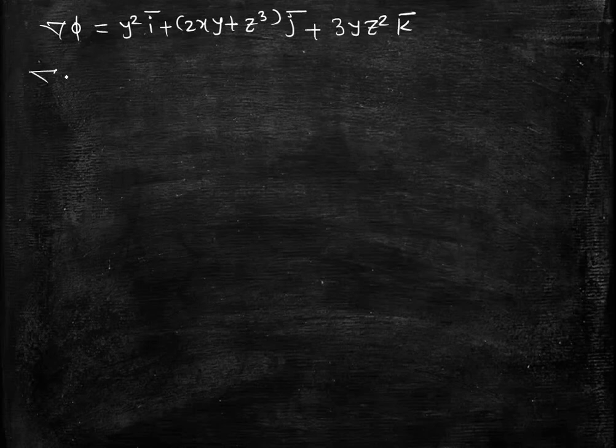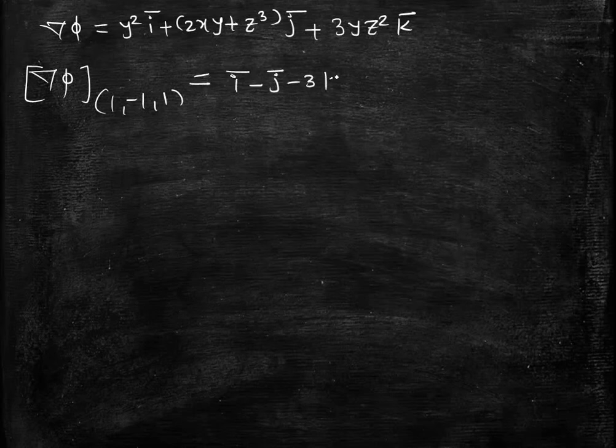Now we have to put the value here. So that value is 1, minus 1, 1. So we get the answer i bar minus j bar minus 3 k bar. We just have to put x, y, z as 1, minus 1, 1 respectively. Okay, so we get that vector i bar minus j bar minus 3 k bar. So here a bar is already given to us. So a bar is here i bar plus 2 j bar plus 2 k bar.